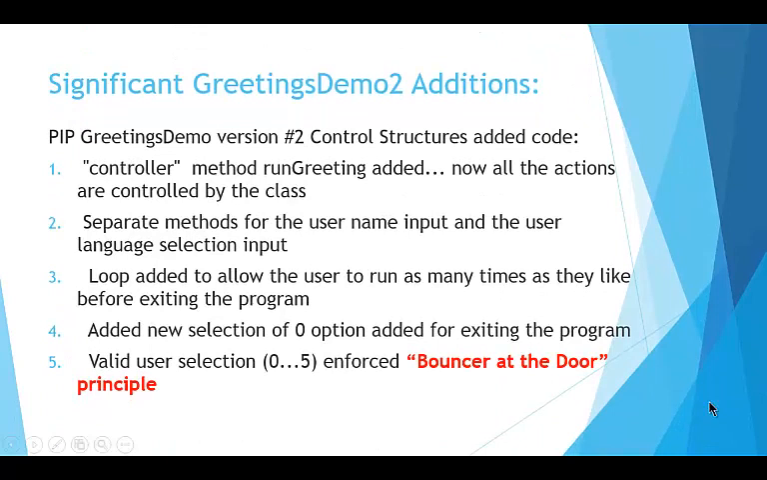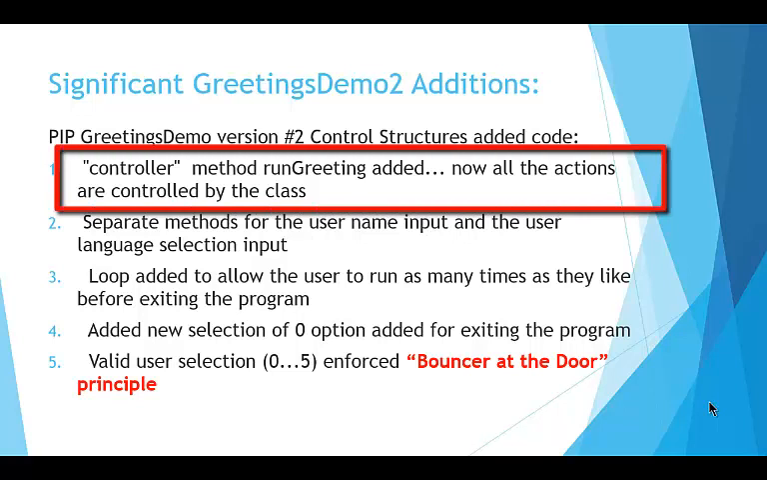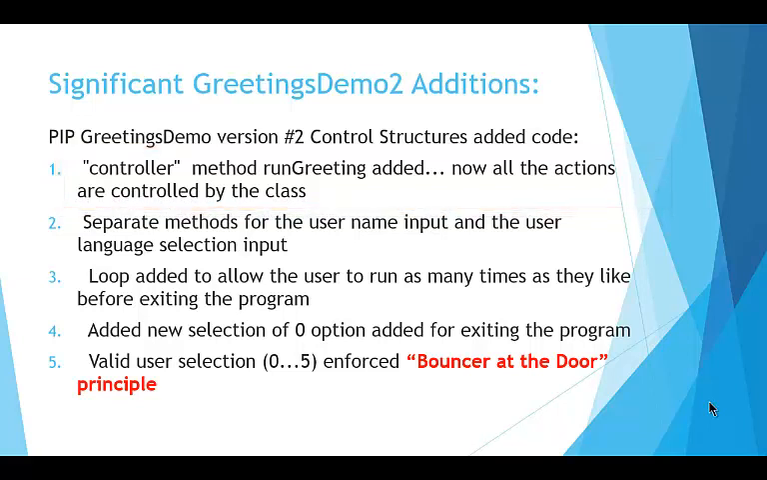Here are the significant GreetingsDemo 2 additions that we will be looking at. The first is that we've added a controller method inside the Greetings class called runGreeting. This allows us to have all of the action controlled by the class. The GreetingsDemo becomes a driver program file that just instantiates an object and then calls the runGreeting method.